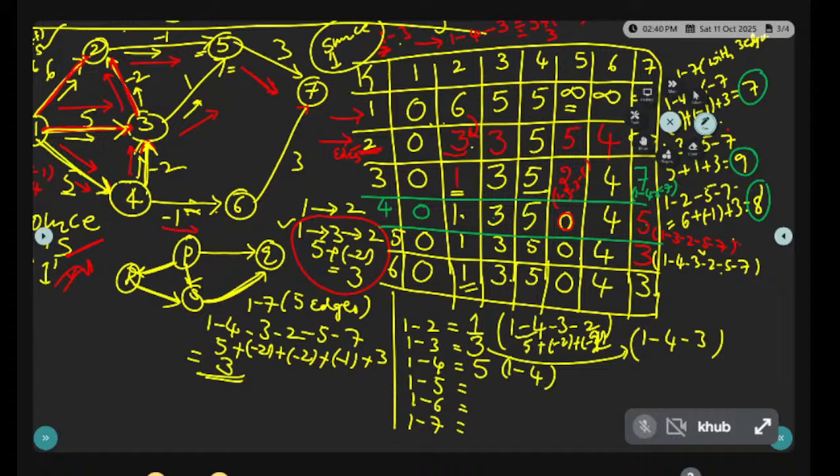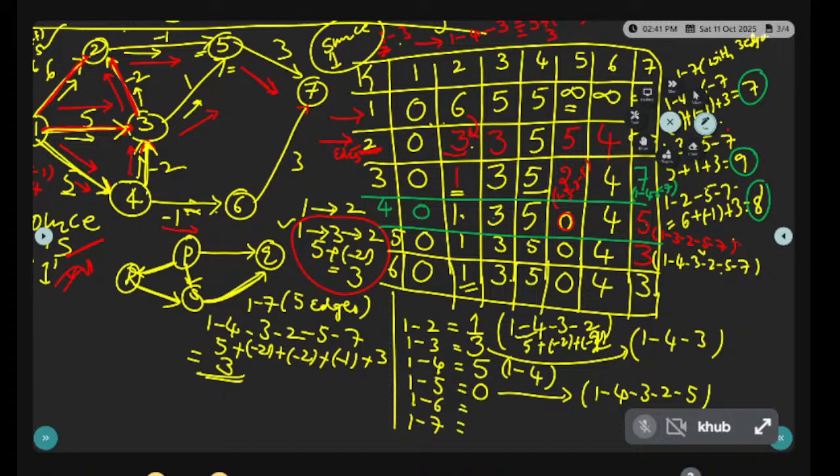1 to 5, 1 to 5 is 0. Why is it 0? 0 doesn't mean that there is no distance. There is a distance, since negative numbers are given, no? Because of that reason it is 0. What is the path? The path from 1 to 5 is 1 to 4, 4 to 3, 3 to 2, 2 to 5. That is 5 minus 2 is 3, minus 2 is 1, minus 1 is 0. So that's why it is 0.